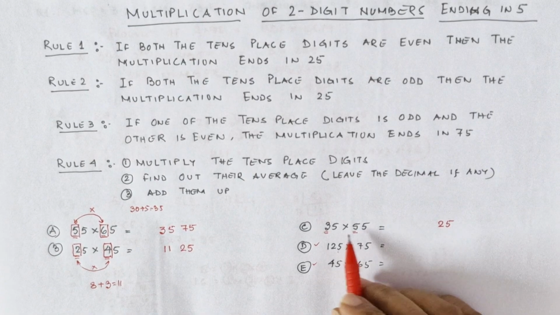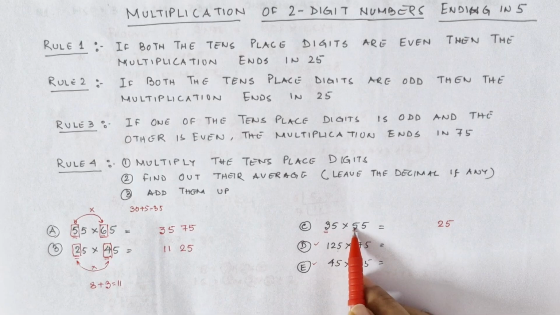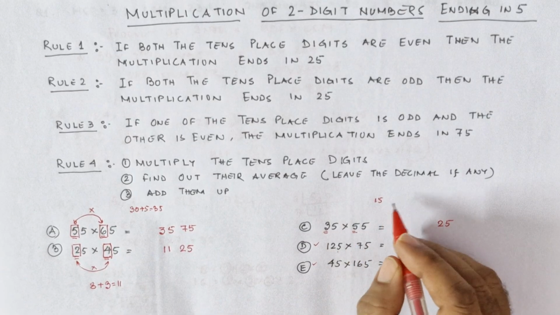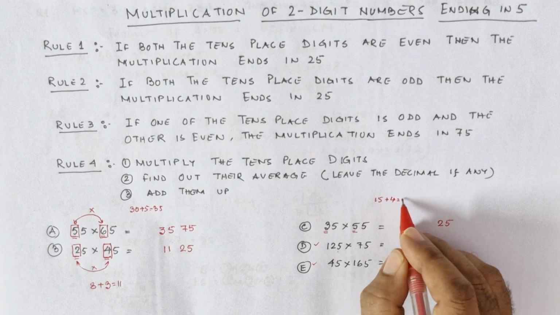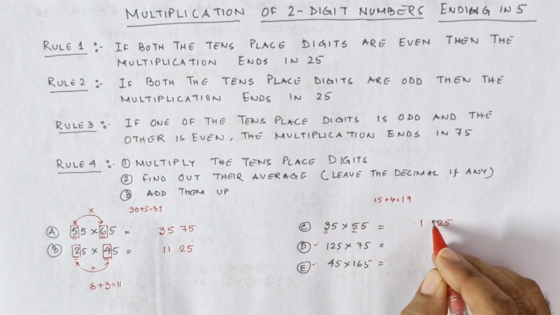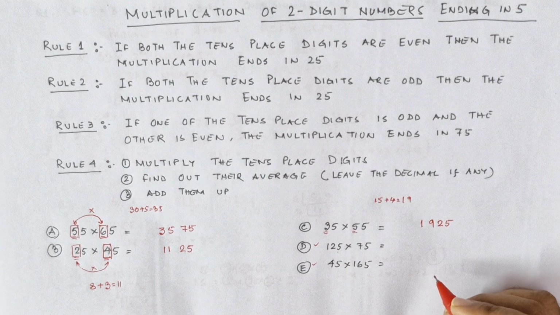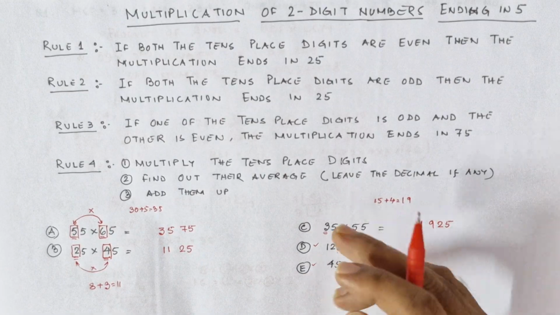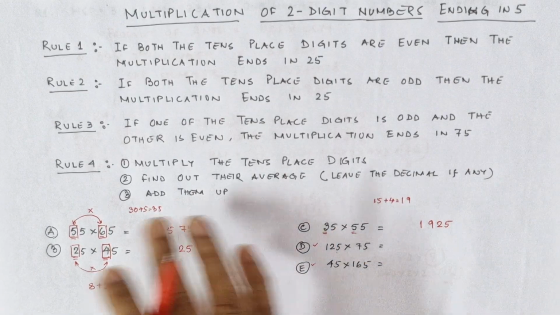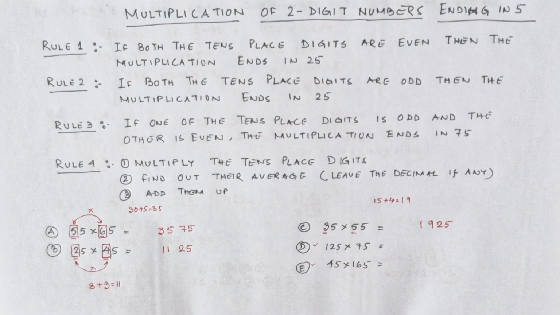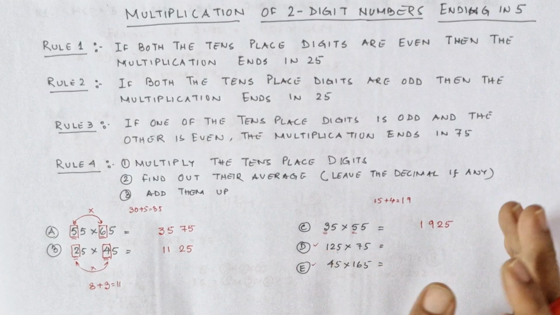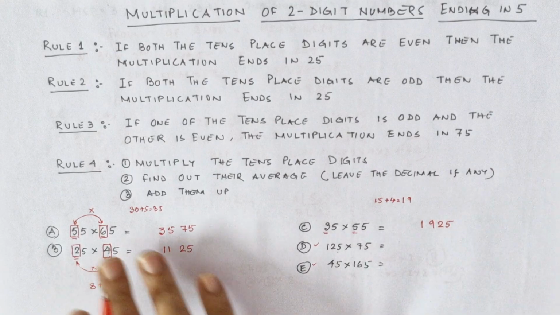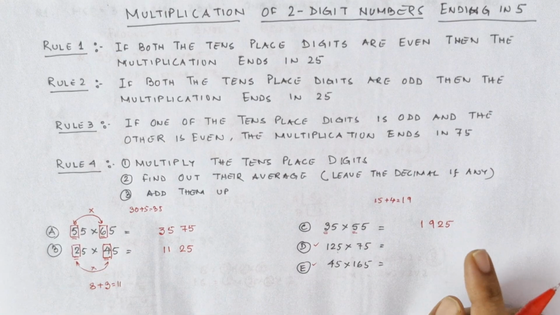Let us find out this one also. 5 into 3 is 15. 5 plus 3 is 8, divided by 2 is 4 as the average. If I add them up, it comes to 1925. Got it? So it's very easy. If you practice every day, taking a few samples, you will be able to do it in your mind later on. You don't need a pen and paper. If you see such kind of numbers, you will be able to do it mentally.